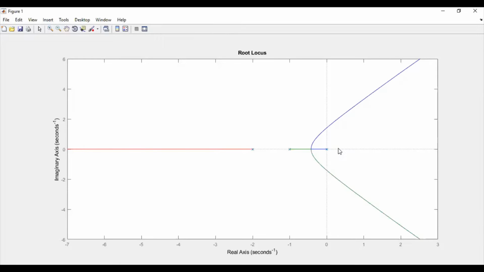Any doubts with this diagram? Yeah, you can ask. If anybody has any doubts, you can ask. I'll wait for a while.